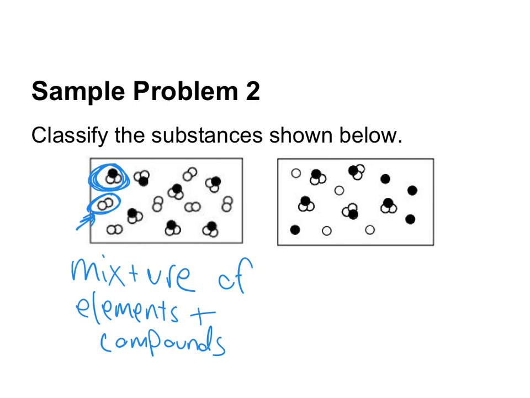All right. On the right-hand side, there are three different things that I see here. So first, I see these filled-in circles that are alone. I also see open circles that are alone. And I see one filled in and two open circles bonded together. So here I have one element. Here I have another element. And then here, because there's more than one different type of thing bonded together, there is a compound.